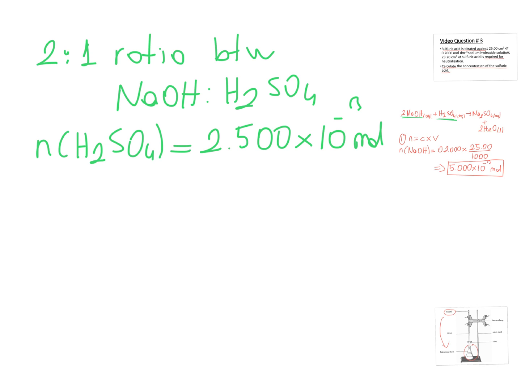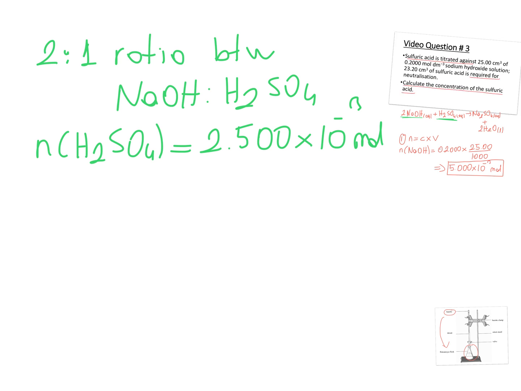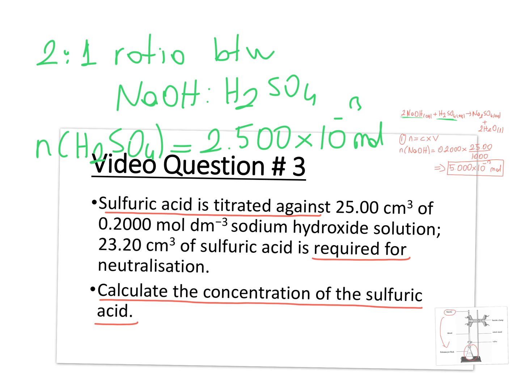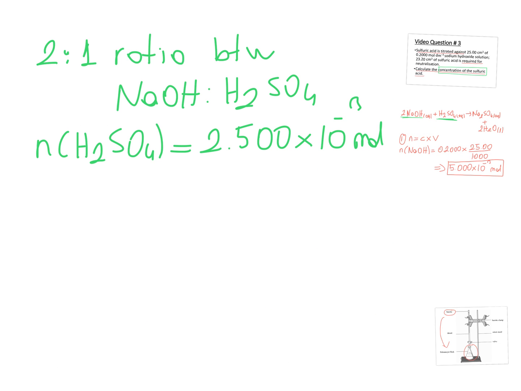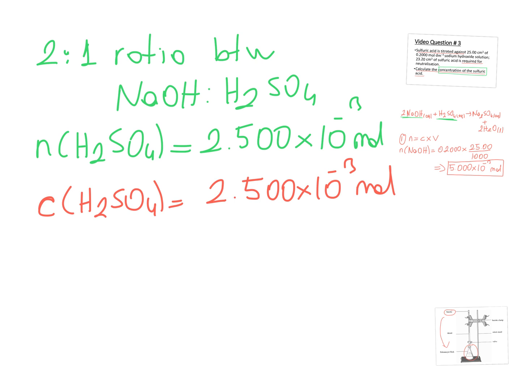And in step 3, we need to convert number of moles to concentration, because the question said to calculate the concentration of sulfuric acid. So let's calculate the concentration of sulfuric acid. The concentration of sulfuric acid is equal to amount of sulfuric acid divided by volume of sulfuric acid.